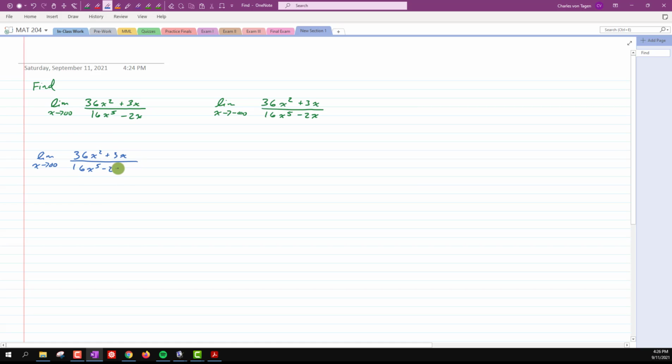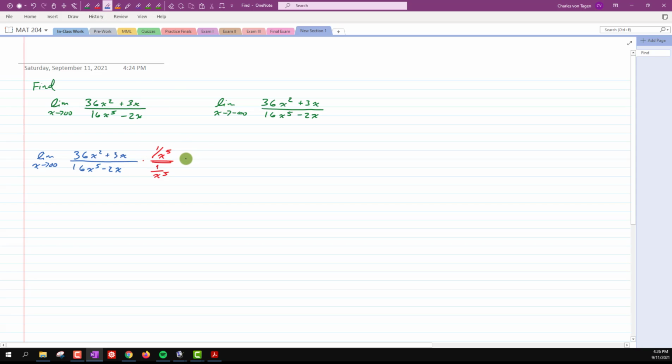to the fifth minus 2x. And our strategy is to multiply by 1 over x raised to the highest exponent as seen in the denominator. So we're going to multiply this by 1 over x to the fifth over itself. Remember, we're just multiplying by 1, and then we're going to distribute this expression to both of the other two.